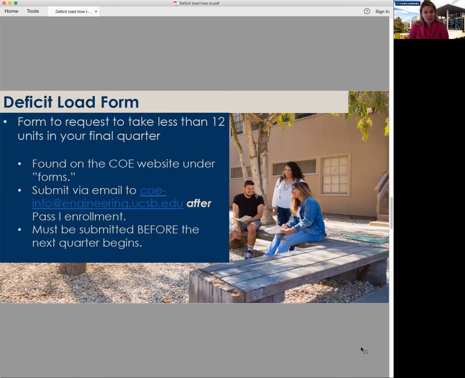So again, returning to our scenario of final quarter for graduation, you don't need 12 units. If you are going to request to take a deficit, the form is found on the CoE website under the Forms tab. You can actually submit this via email to the CoE info address after you have enrolled in Pass 1 for the final quarter. So do make sure your schedule is set. And one other thing to pay attention to: you have to wait until after you've registered, but it must be submitted before the final quarter begins.